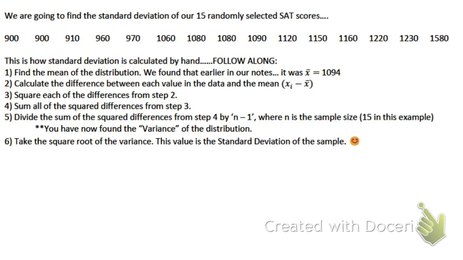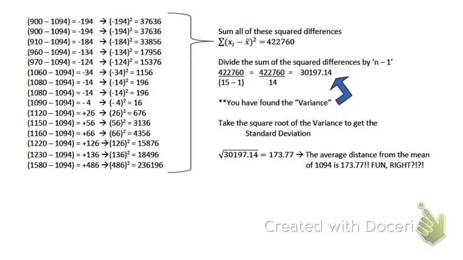So this is our SAT data. Here's what we would do. We would find the mean of this data, which we did find last week. It was 1094. And then we would take each number and subtract the mean. So 900 minus 1094, and then we would square that. Then 910 minus 1094, and we would square that. And so on and so forth. You can actually see that right down below. It says it right here.